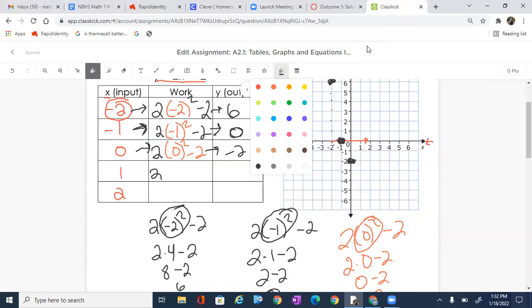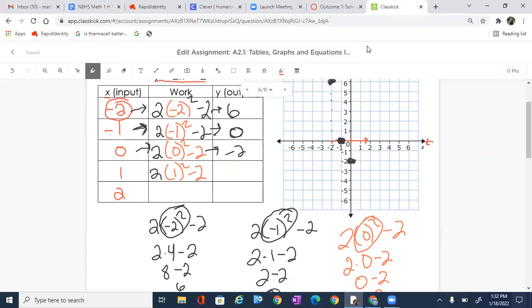So 2 times 1 squared minus 2. And let's go ahead and show our work there. 2 times 1 squared. I'm just kind of finding areas to do the work. So 1 squared is 1, times 2, minus 2. So 2 times 1 is 2, minus 2 is 0. So we put in 1, we got out 0. So I'm going to come over, I'm going to go 1 on the x, 0 on the y, which is right there. Okay, and then I'm going to do the exact same thing.